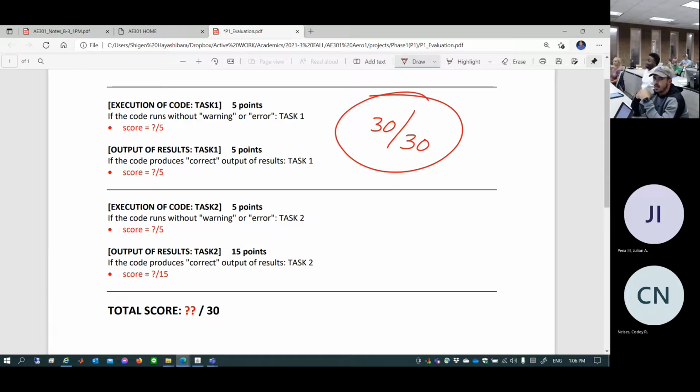I'm tired. So anyways. So everybody for the phase 1 project, every team, you get 30 out of 30 as long as you submit it. Okay? So this is the starting point.